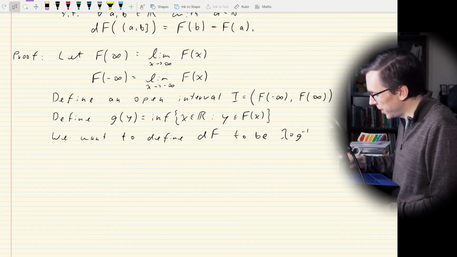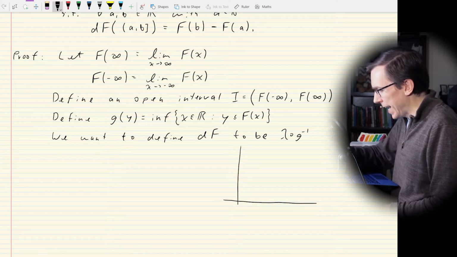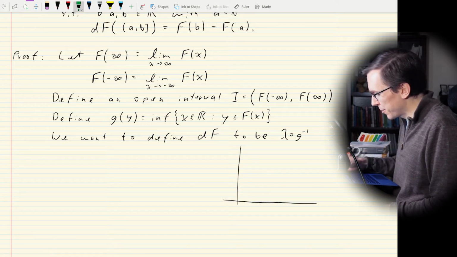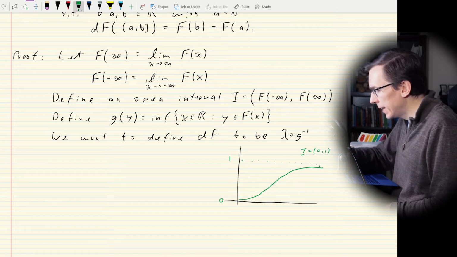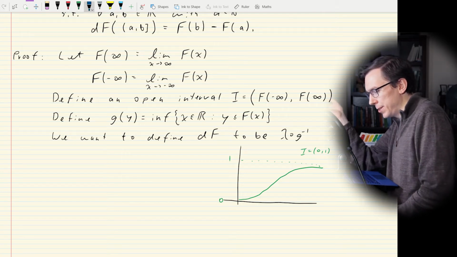What I do want to do is draw a quick little picture because I think it will help with the intuition. Let's say we have something that looks like a cumulative distribution function. Let's say this is 0 and this can be 1 up here. So in this case, I would be something like 0, 1. And furthermore, what in the world is g here? Well, g is the smallest y.